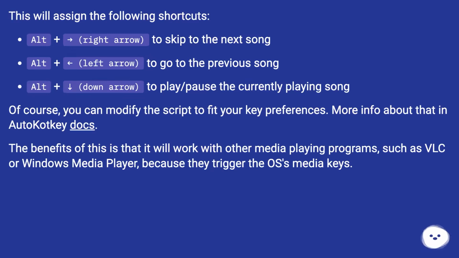This will assign the following shortcuts. Alt plus right arrow, A to skip to the next song. Alt plus left arrow, A to go to the previous song. Alt plus down arrow, A to play or pause the currently playing song. Of course, you can modify the script to fit your key preferences. More info about that in AutoHotkey docs.